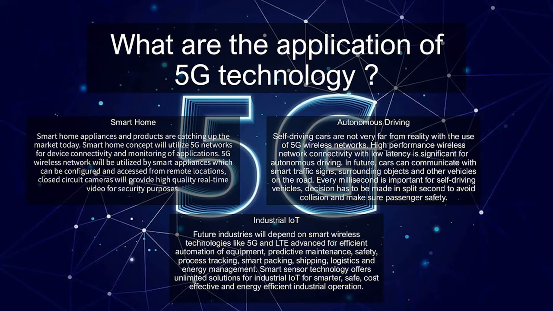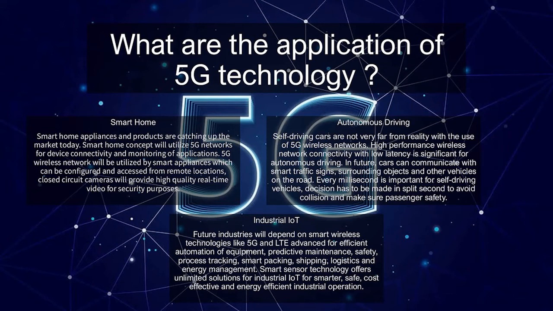So next, autonomous driving. Self-driving cars are not very far from reality with the use of 5G wireless network. High-performance wireless network connectivity with low latency is significant for autonomous driving. In future, cars can communicate with smart traffic signs, surrounding objects, and other vehicles on the road. Every millisecond is important for self-driving vehicles. Decisions have to be made in split seconds to avoid collision and make sure of passenger safety.